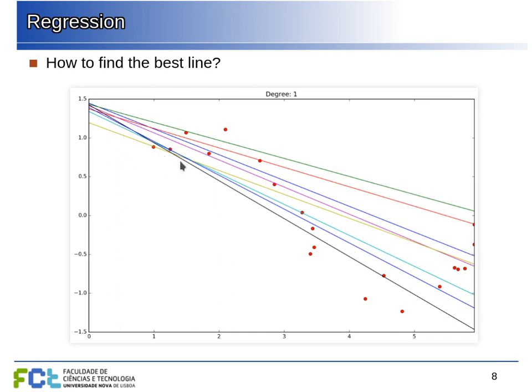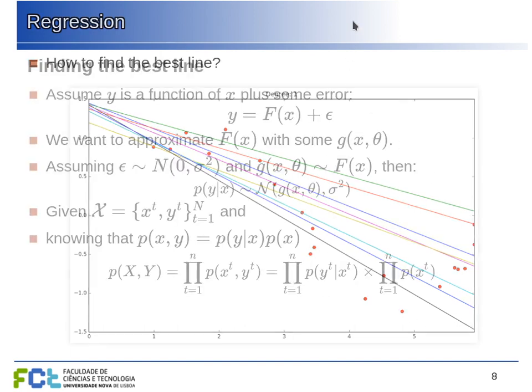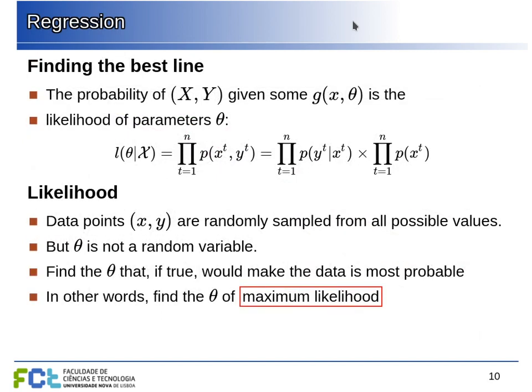On the other hand, this black line makes the points all closer to the line than what happens with the green line. So we may say that the black line is better in the sense that if the black line is correct, the points have a greater probability of being distributed like this than they would have if the green line was the correct one. Okay, so this is the notion of likelihood.